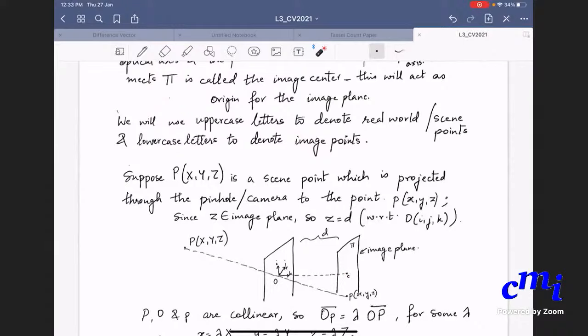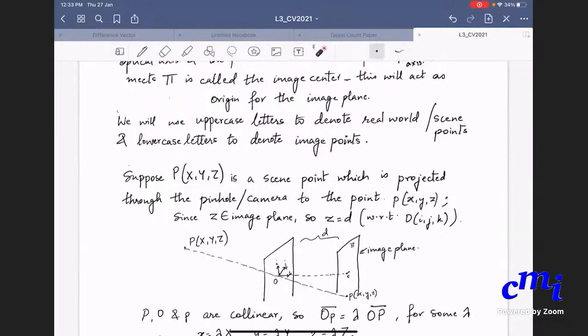Let me make it clear that when I say image center for now, I'm just saying the origin of the image plane. This has got nothing to do right now with, say, your picture being 1086 by 2000 pixels. This center has got nothing to do with that center right now. These two things are not related right now. We'll see later how they are related. Okay, just that clarification.